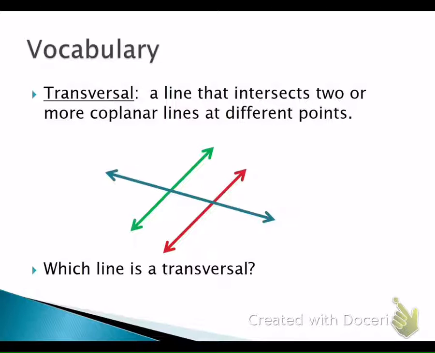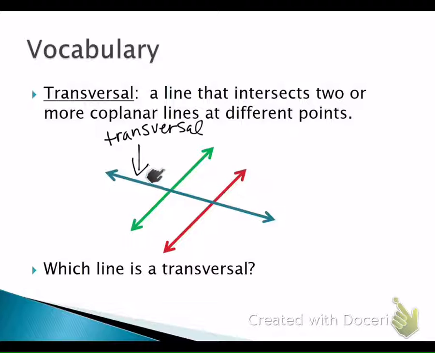So, on the board you see a green line, a red line, and a blue line. Which one is the transversal? The blue one. The transversal is the one that crosses the other two. So I want you to label that as the transversal. Now, the transversal crossing two other lines creates a whole bunch of different angle relationships. That's what we're going to talk about today.